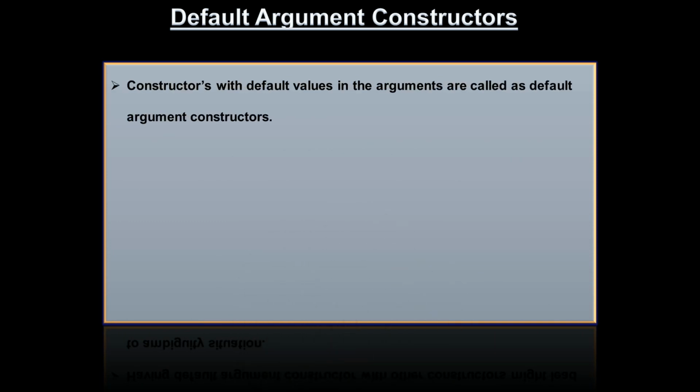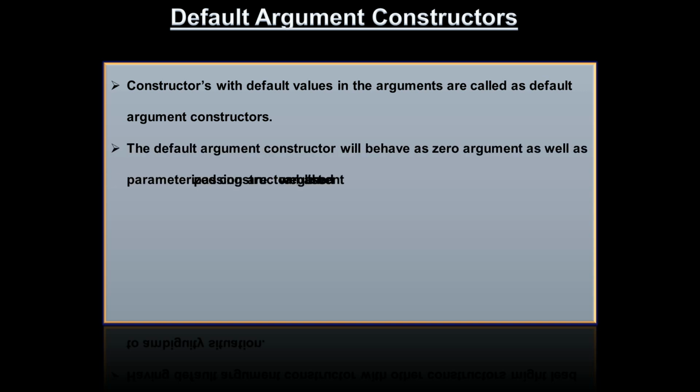So we have already seen the default argument functions. In the same way, when the constructor is having default values in the arguments list, then we can call it a default argument constructor. We have to provide the values for the default argument constructor in the constructor declaration only, not in the definition.